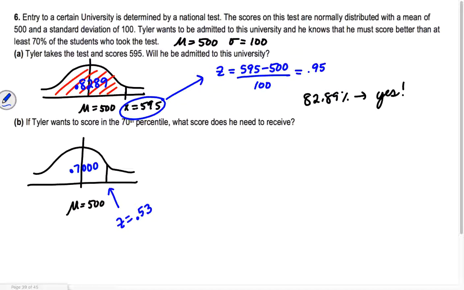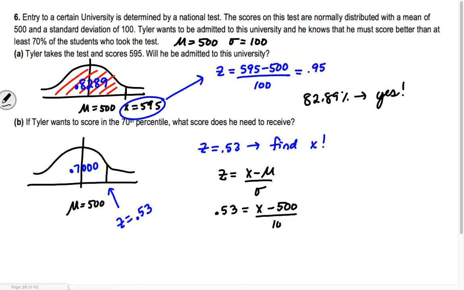So is that the score he needs on his test? Nope. 0.53? No, that's the z. So now we need to find our x value, and we use that equation. Our z-score is equal to x minus mu divided by the standard deviation. His z-score was 0.53, the mean was 500, and the standard deviation was 100. We multiply the 100 over and get 53 equals x minus 500. What score does he need? 553. Yeah, he needs a 553.